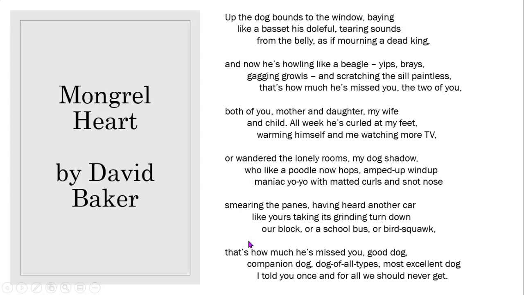So here's a really good example. And you know, I'm a dog lover, so I love this particular poem. Here's an example of describing with imagery something from your everyday life, and it's called Mongrel Heart by David Baker.